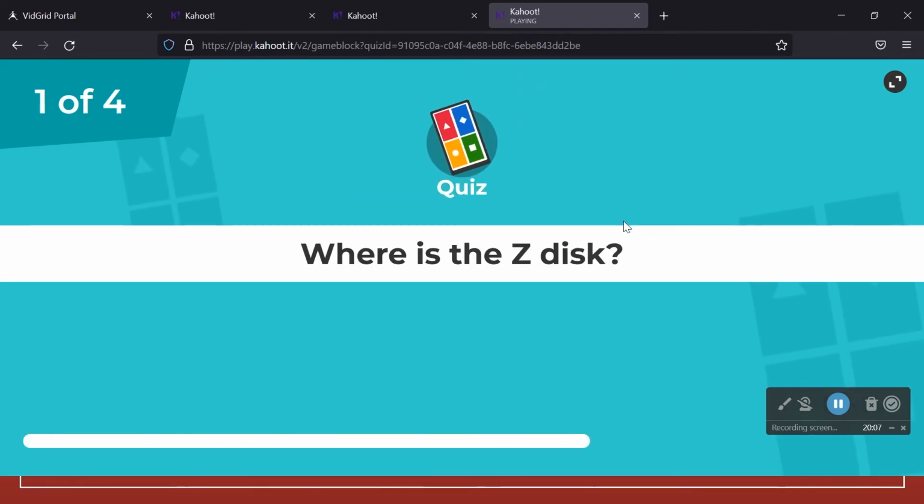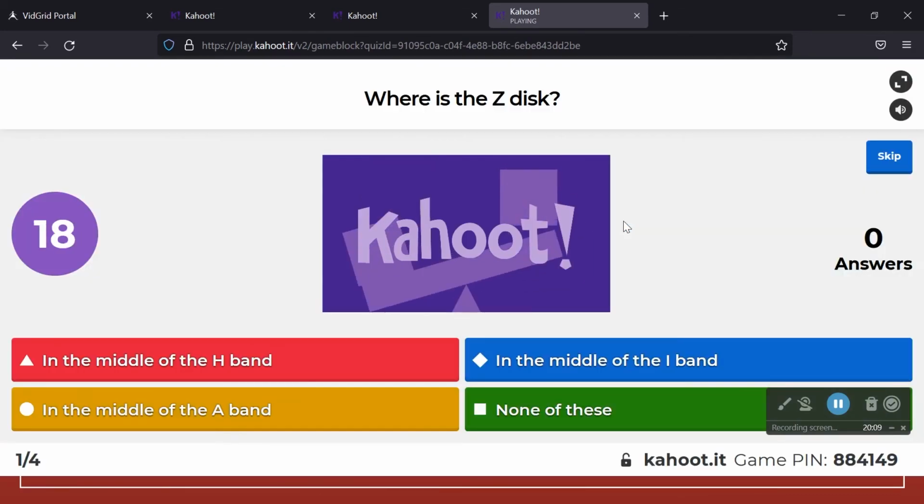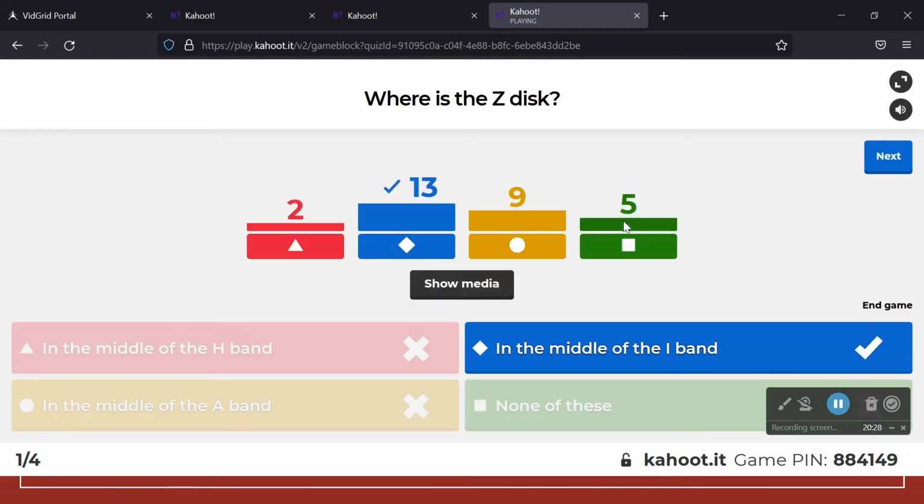Okay, where's the Z disk? Oh, that's an easy enough question. Good, okay, that's in the middle of the I band is the Z disk. Okay, this is what I call a level 1 question. In other words, it's asking you for one and only one fact. You have to know exactly one thing.